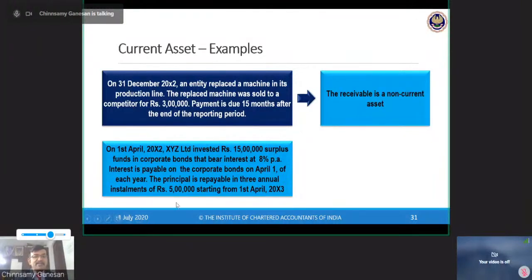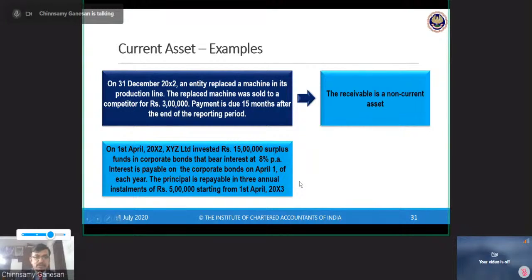So 5 lakh is the amount which is expected to be realized within the next 12 months from the end of the reporting period. It is expected to be realized on 1st April 2013, within 12 months from the end of the reporting period. So 5 lakh will also be shown as current asset. Balance 10 lakhs will be shown as non-current asset.